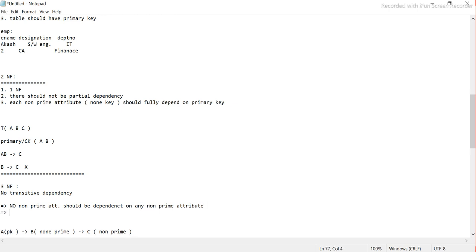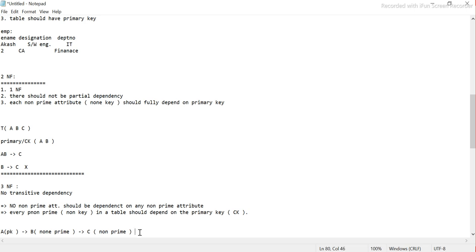This also means that every non-prime attribute, or you can also say non-key, in a table should depend on the primary key, or you can also say candidate key, guys. Alternatively. All right, so I hope you are able to understand this third normal form, right?